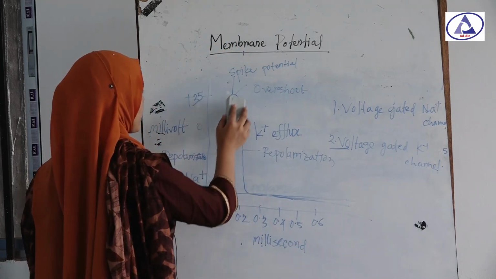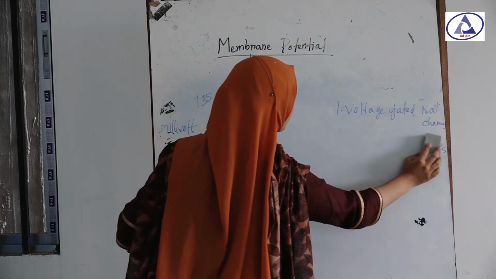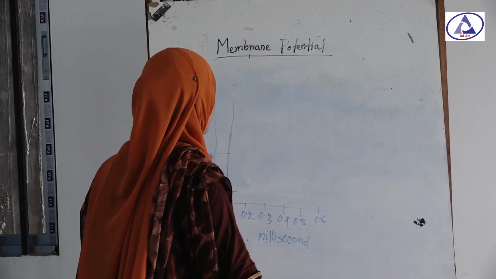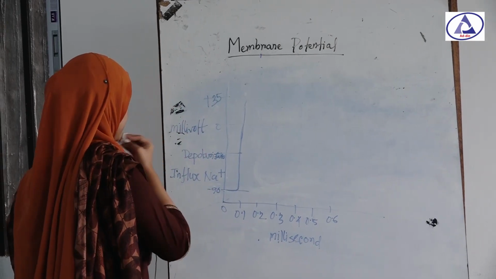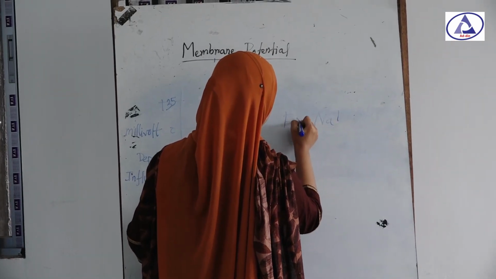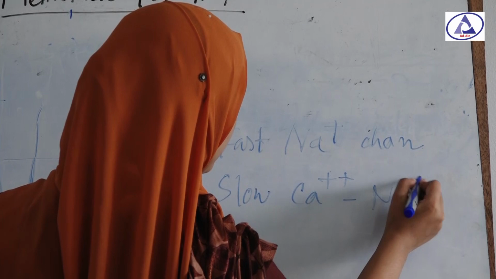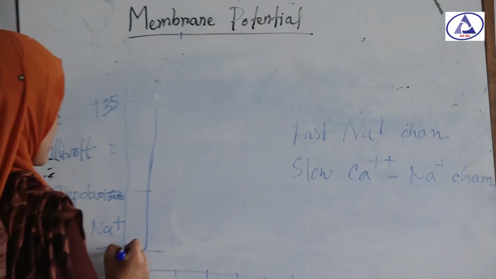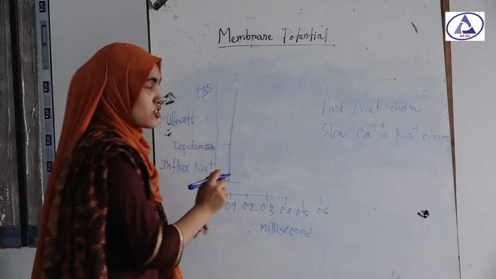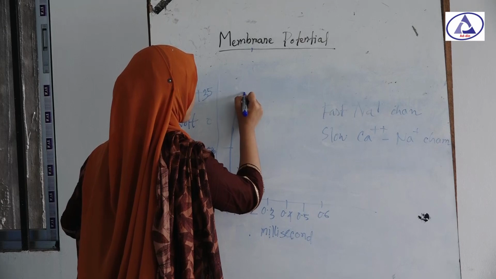But in some cases the depolarization process will be longer and it will form plateau. This plateau occurs in cardiac muscle. This happens by two channels. One is fast sodium channel, another is slow calcium sodium channel. So here depolarization is occurring by fast sodium channel, and this prolongation of depolarization and slow opening of calcium sodium channel is causing this plateau portion.